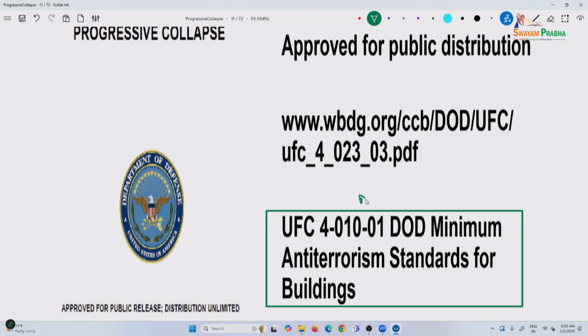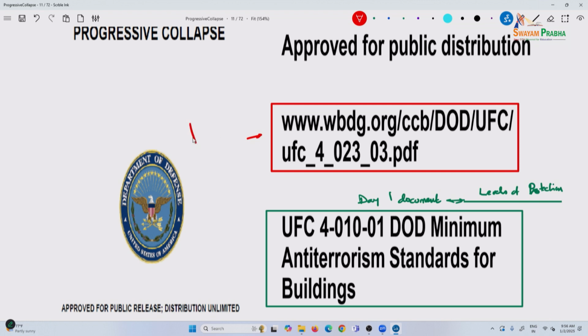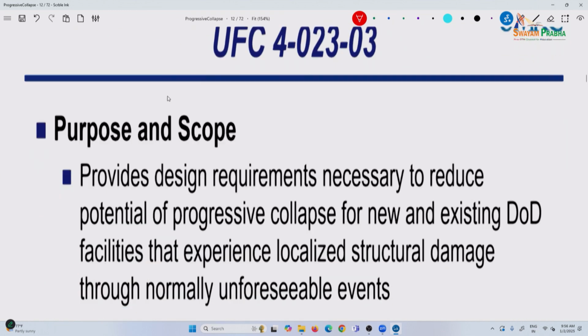This is the day 1 document, and this defines the levels of protection. But primarily, this is the main document for progressive collapse. We'll take aspects from it. If you look up other guidelines, the design guidelines may be different, recommendations may be different.